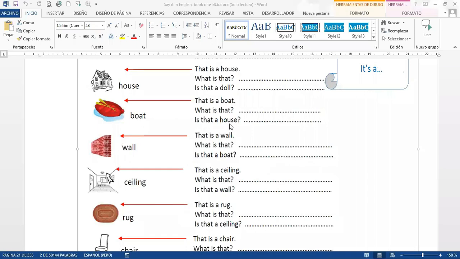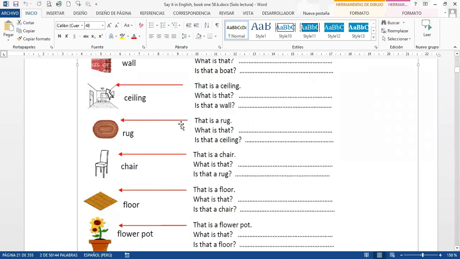That is a wall. What is that? It's a wall. Is that a boat? No, it isn't. It's a wall. That is a ceiling. What is that? It's a ceiling. Is that a wall? No, it isn't. It's a ceiling. That is a rug. What is that? It's a rug. Is that a ceiling? No, it isn't. It's a rug.